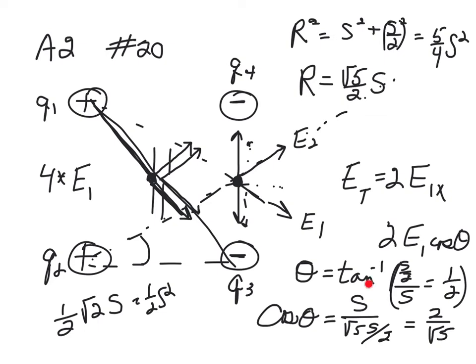And so if you take s over root 5 over s over 2, the s cancels, and when you invert, you get 2 over the square root of 5. So that's the value of the cosine.